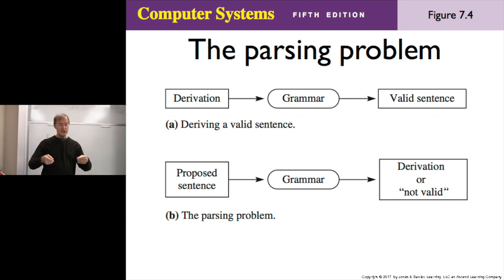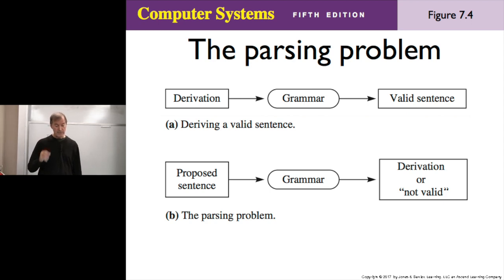So part A of this figure 7.4 is just deriving a valid sentence, just an arbitrary one. But the parsing problem is the problem that the compiler has to solve. You have a proposed sentence, and can you use the rules of grammar to either give a valid derivation or to prove that it's not valid? That's what a compiler has to do, and that is the parsing problem.